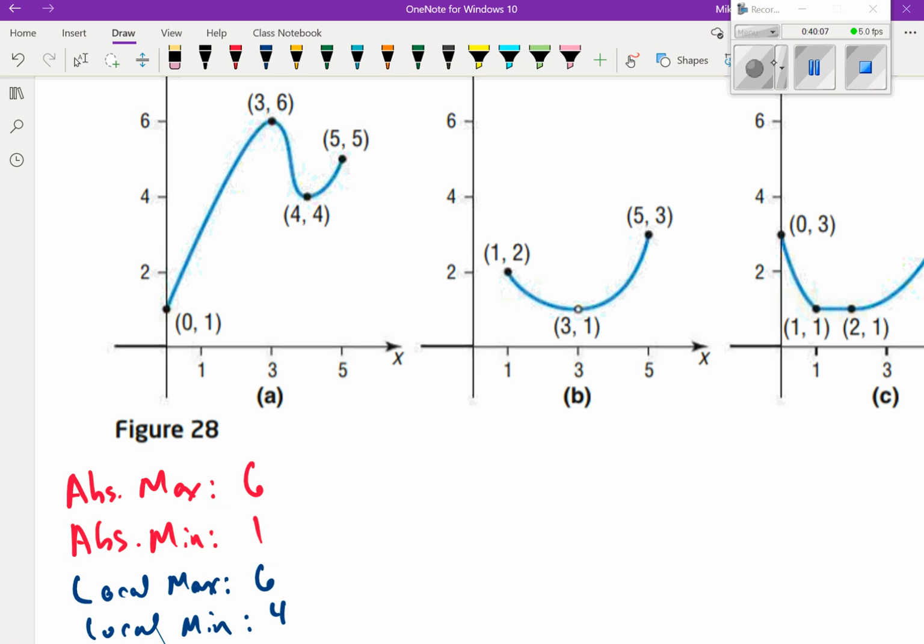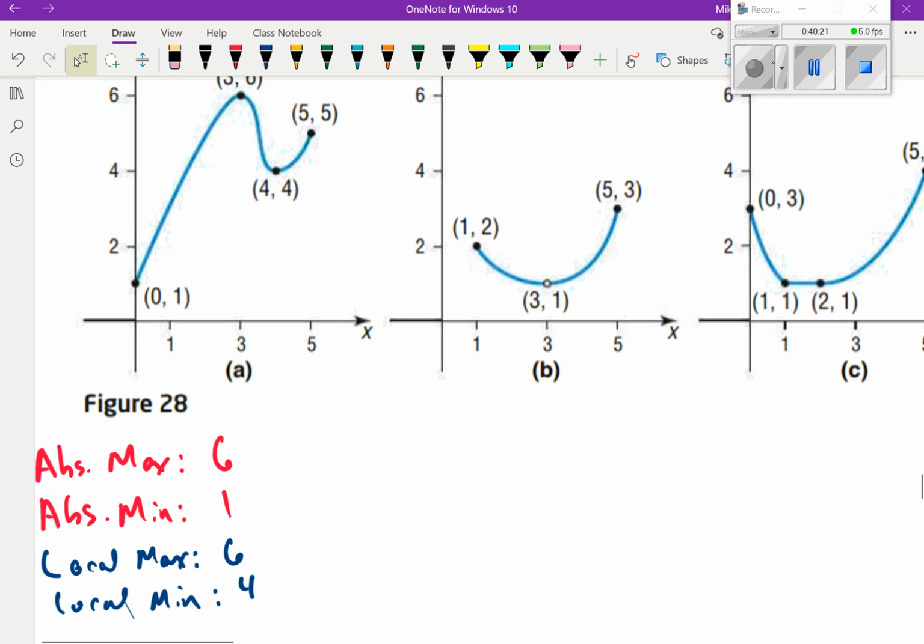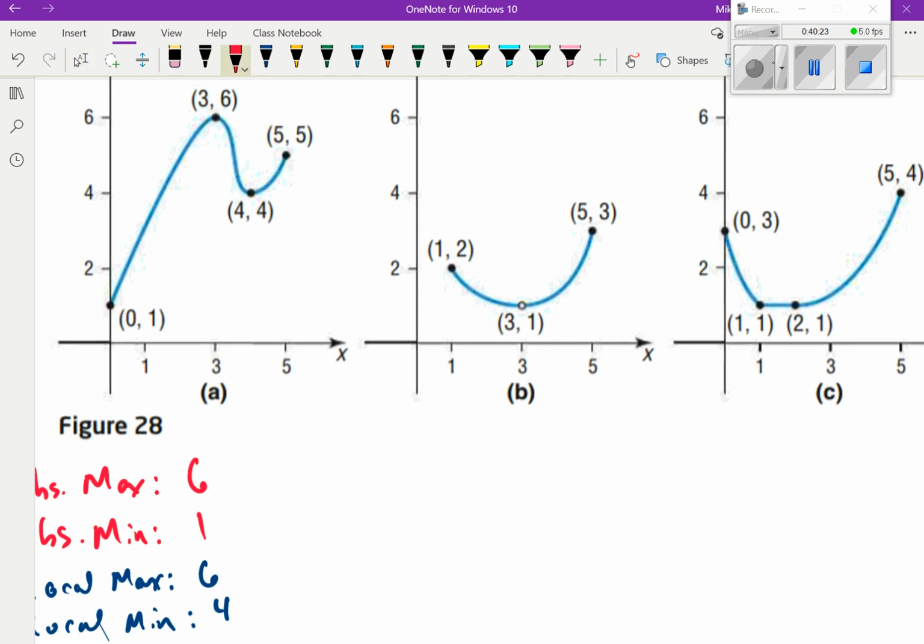And so if we're the lowest in a particular region, in this particular region, I need to be able to go back and forth over to the other side. So I have to have that turn as far as the maxes and the mins for the local. Okay. Take a look at the next graph.